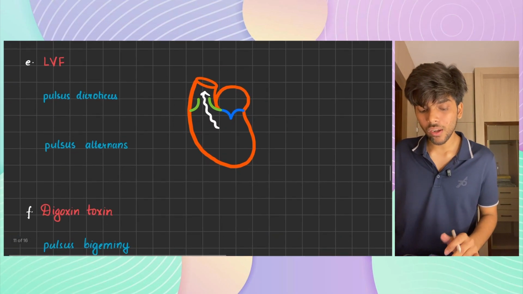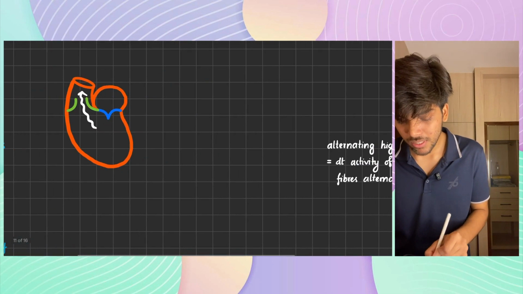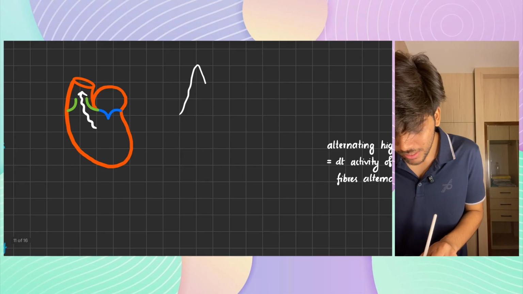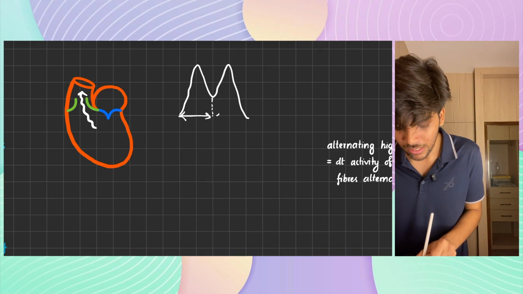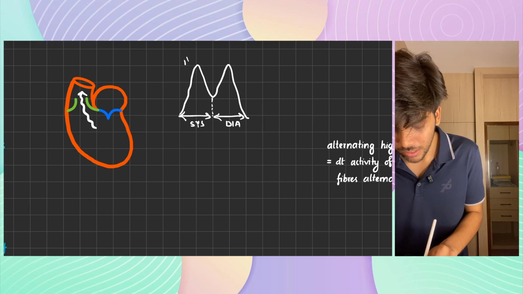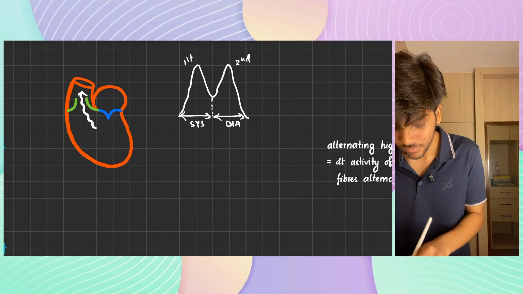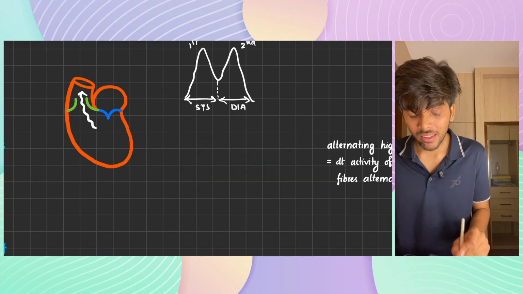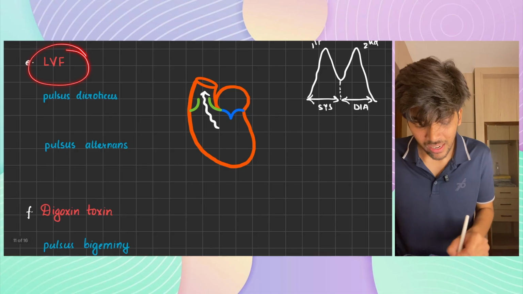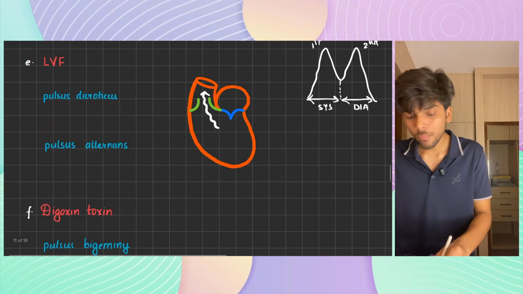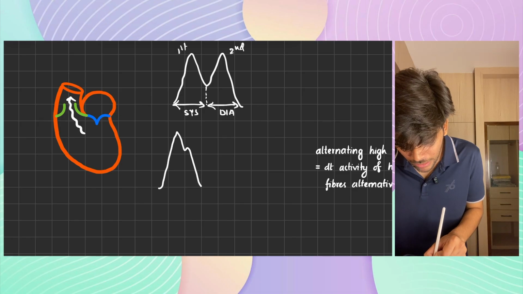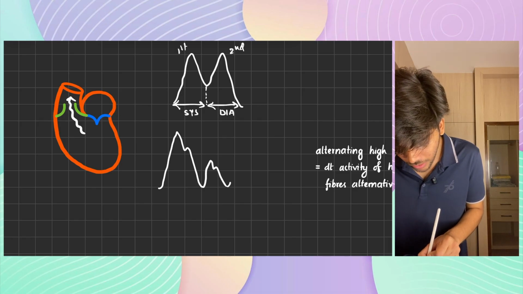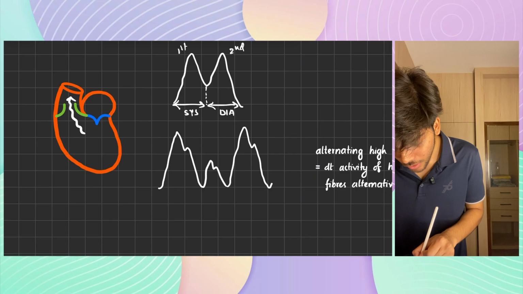Next, left ventricular failure. Here also you get pulsus dicroticus: one peak in systole and the other peak in diastole due to the exaggeration of the dicrotic wave. What you also get in left ventricular failure is pulsus alternans. In pulsus alternans, you have alternating high volume and low volume pulse. Again, a high volume and a low volume pulse.